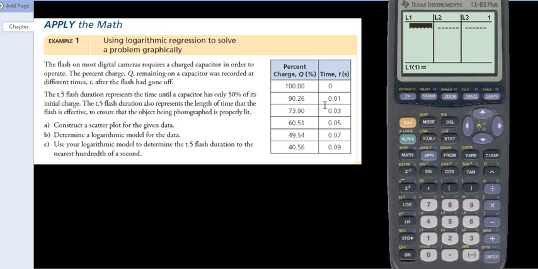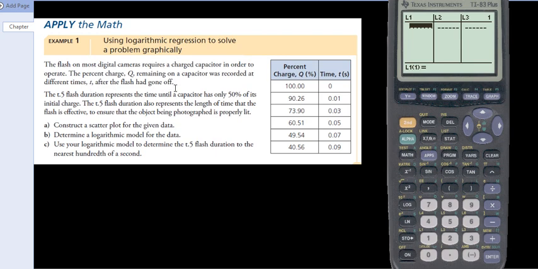All right, so let's take a moment to put our data in here. Again, if we read the question, we'll be able to tell what is our x and what is our y value. So the flash on most digital cameras requires a charged capacitor in order to operate. The percent charge Q remaining on a capacitor was recorded at different times t after the flash had gone off.